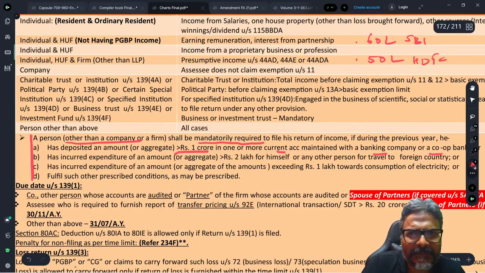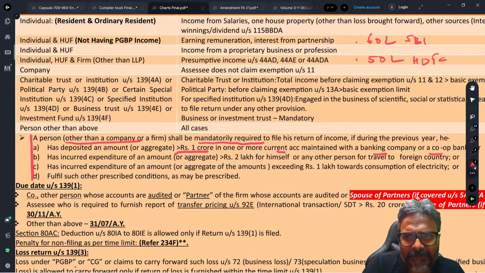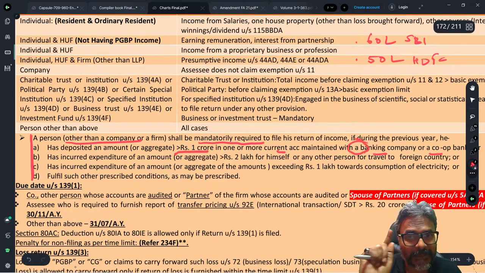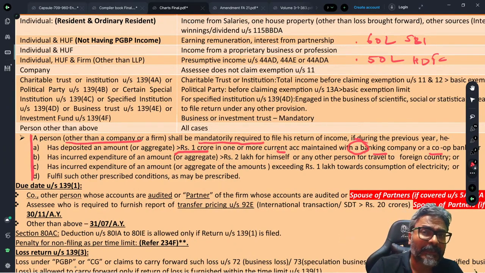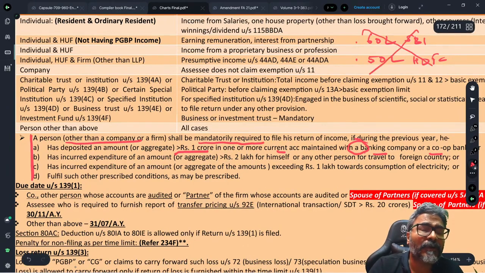So the question arises in this regard, students, whether there would be an obligation to file the return of income. The answer is no. You have to look into a banking company, which means that in one banking company, the aggregate of the deposit that you are making in the current account for the previous year should be more than rupees 1 crore. That is what you should look into. So in this case, the obligation will not arise.